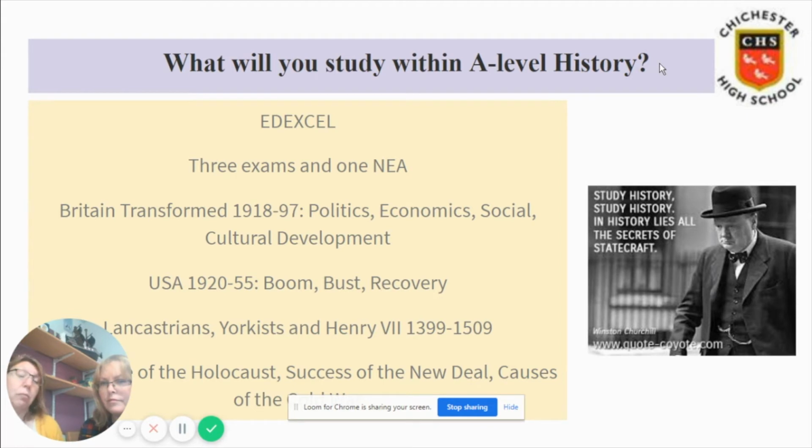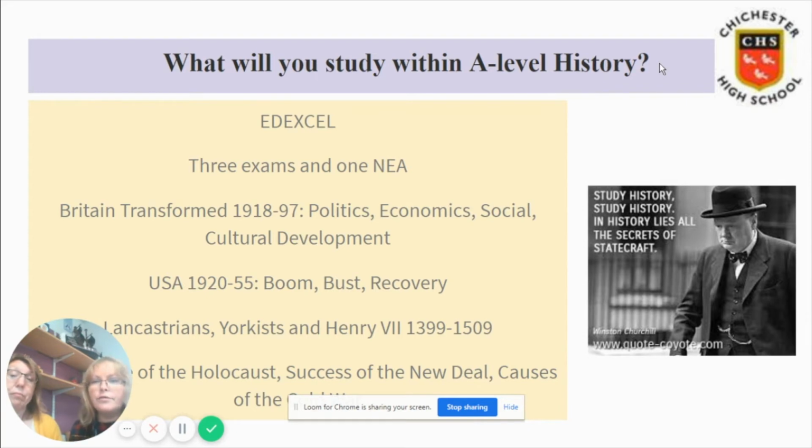We look at how the government deals with that and what approaches it takes, and then we look at recovery, and throughout that we're looking at how society changes as well. So we focus on different groups and how they're affected by what's going on in the USA during that period.